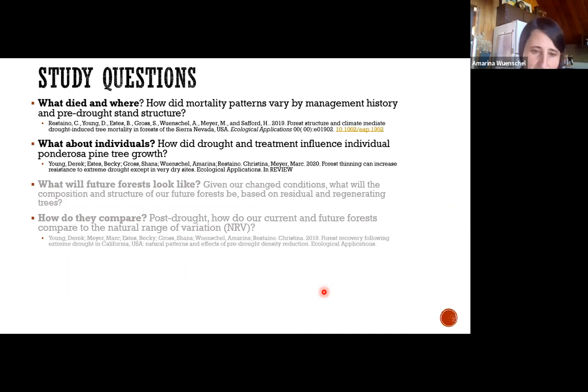So I'm going to cover all these questions during this presentation, but I'm just going to start with focusing on the first two so I don't overwhelm you. But the first one is what died and where. So how did mortality patterns vary by management history and pre-drought stand structure? And this is covered in a paper that we have out in Ecological Applications. And the second one is what about the individuals? How did drought and treatment influence individual ponderosa pine tree growth? And this is featured in a paper that we expect to be out soon.